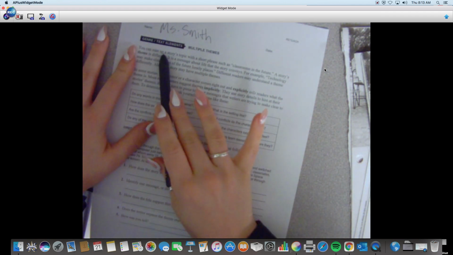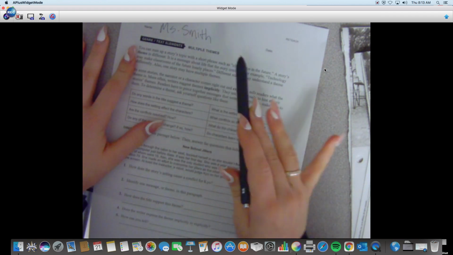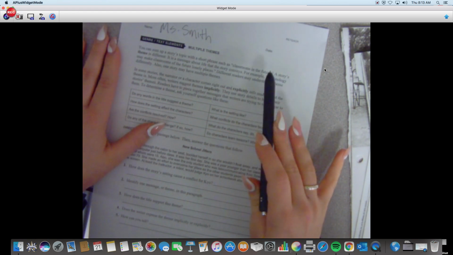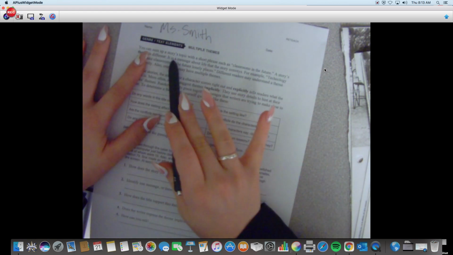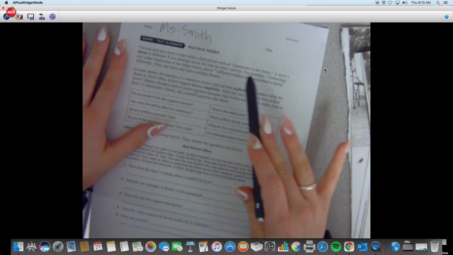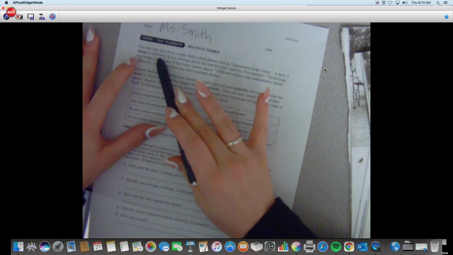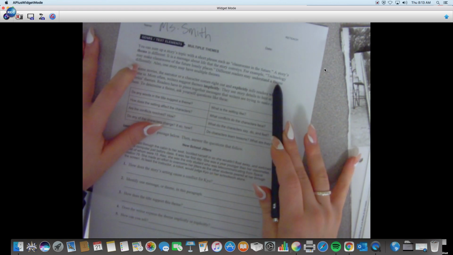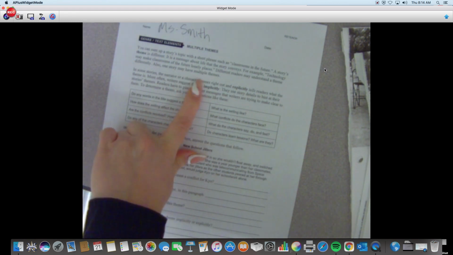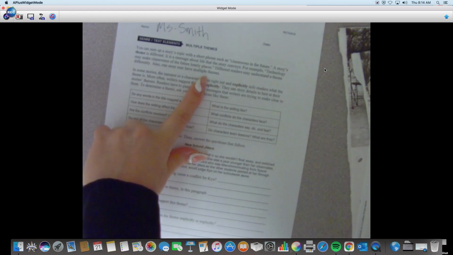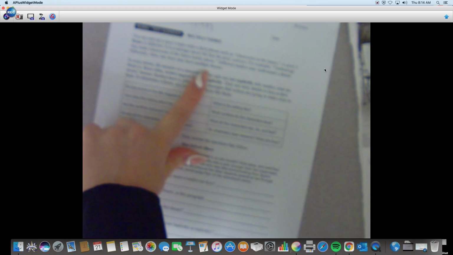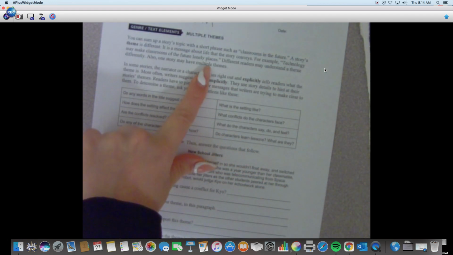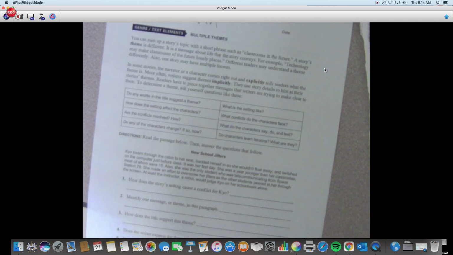So it says you can sum up a story's topic with a short phrase such as classrooms in the future. A story's theme is different. It is a message about life that the story conveys. For example, technology may make classrooms of the future lonely places. Different readers may understand a theme differently. Also, one story may have multiple themes, which is really important, everybody. Every story that you read isn't going to have just one lesson. Usually there's multiple messages or lessons that can be learned in a story because everybody reads stories differently and gets different things out of them.